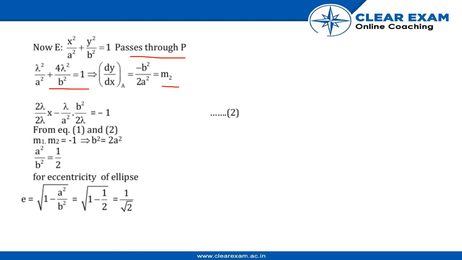From equations 1 and 2 we get m1 into m2 equals minus 1, which implies that b squared equals 2a squared. Now a squared upon b squared equals 1 by 2. For eccentricity of the ellipse, e equals under root of 1 minus a squared upon b squared, which is equal to under root of 1 minus 1 by 2, which is equal to 1 by root 2.